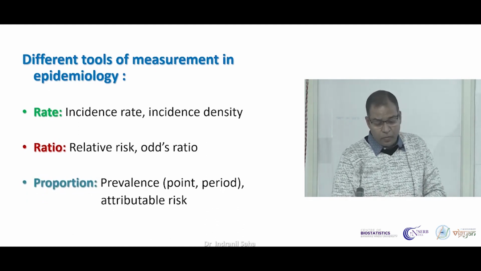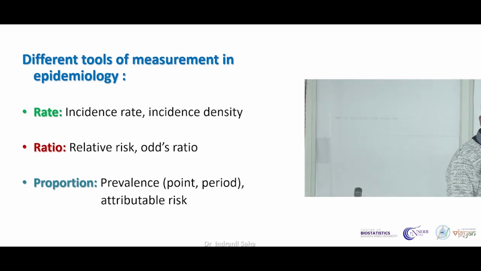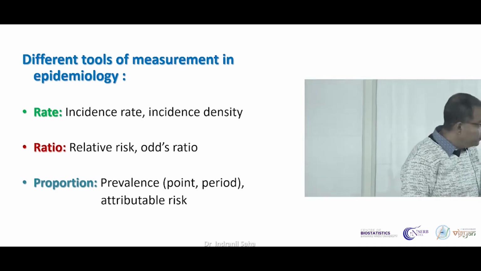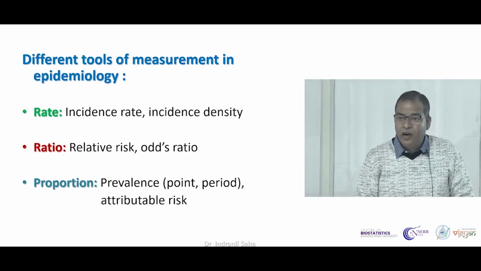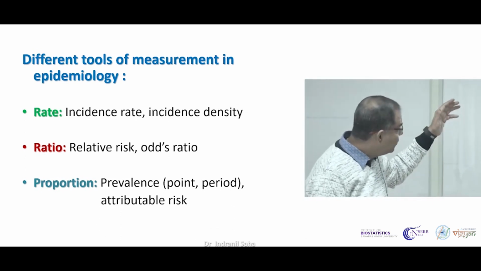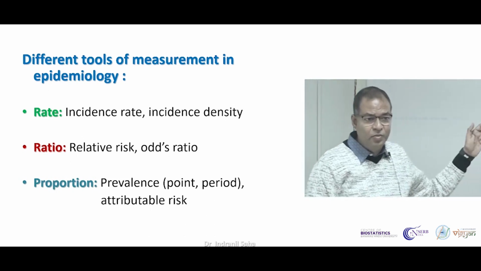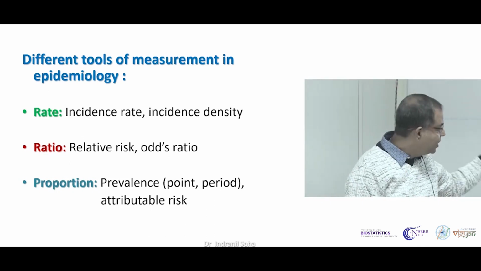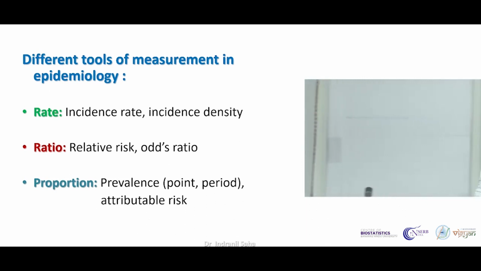So prevalence is a proportion. Attributable risk is also measured as a proportion. Prevalence might be point prevalence or it might be period prevalence as well. Right, so these are the different tools of measurement in epidemiology. One is the rate, one is the ratio, and the third one is the proportion.